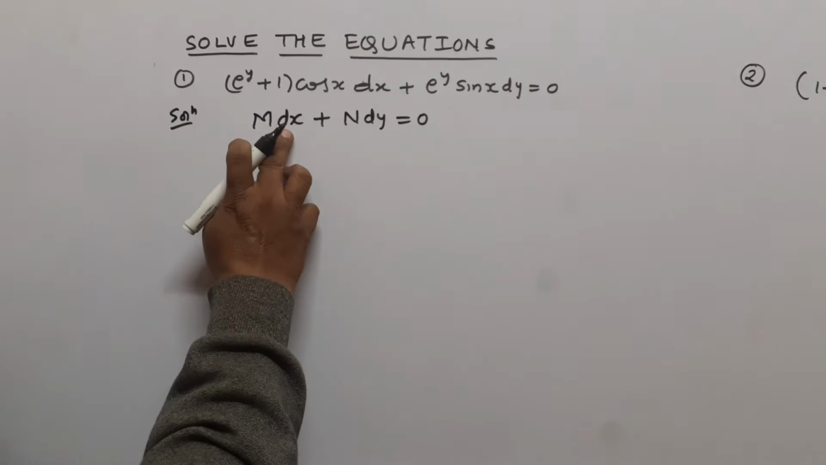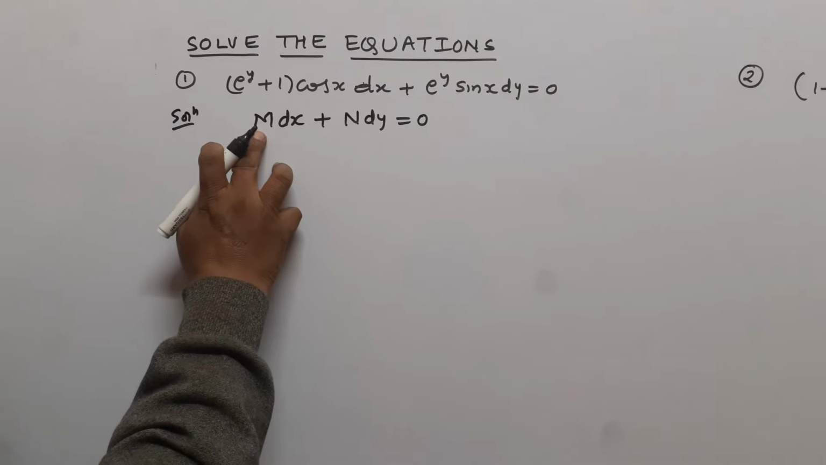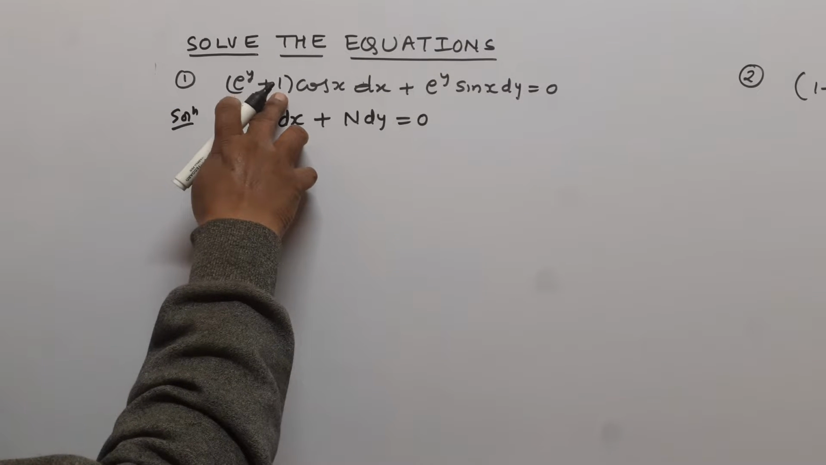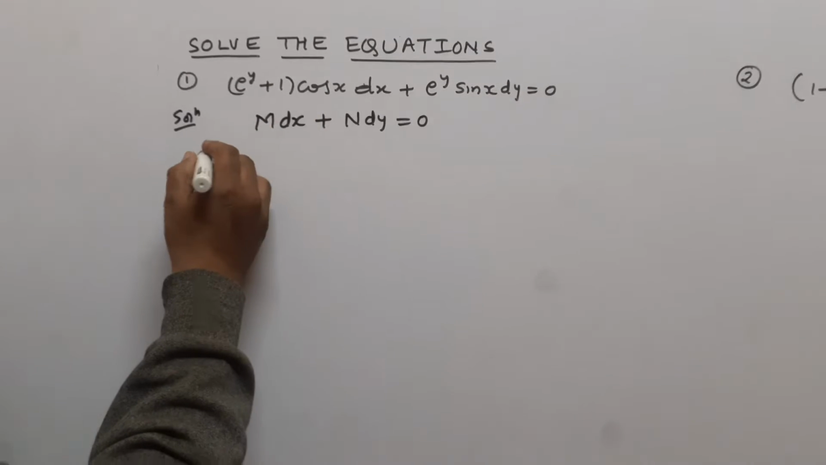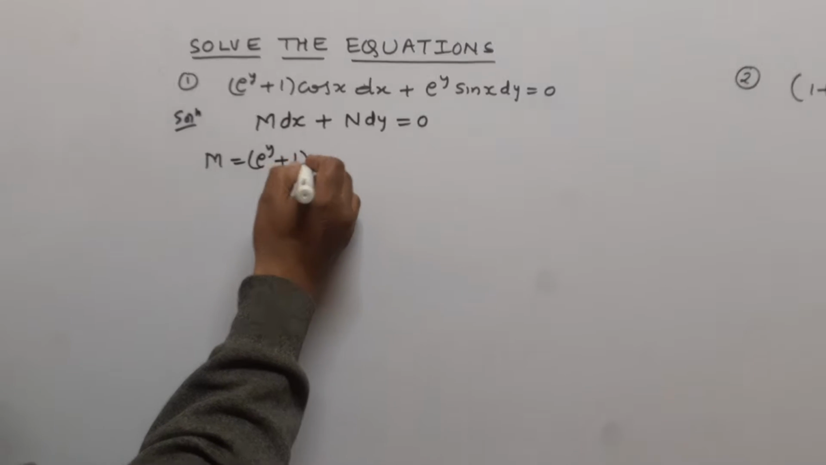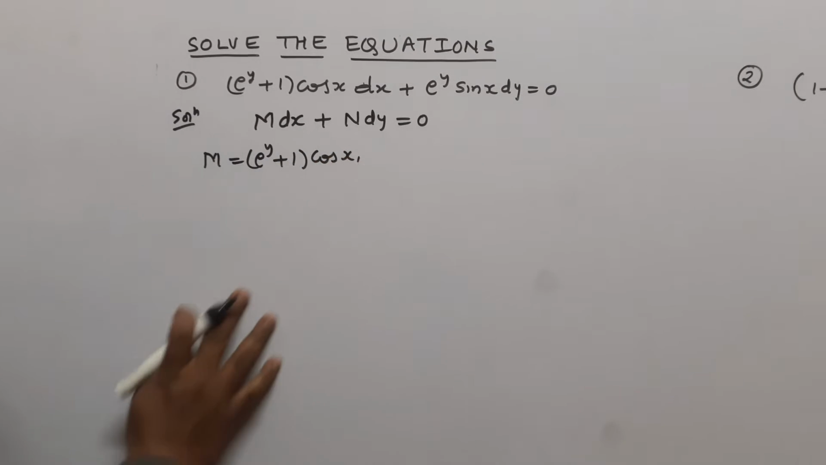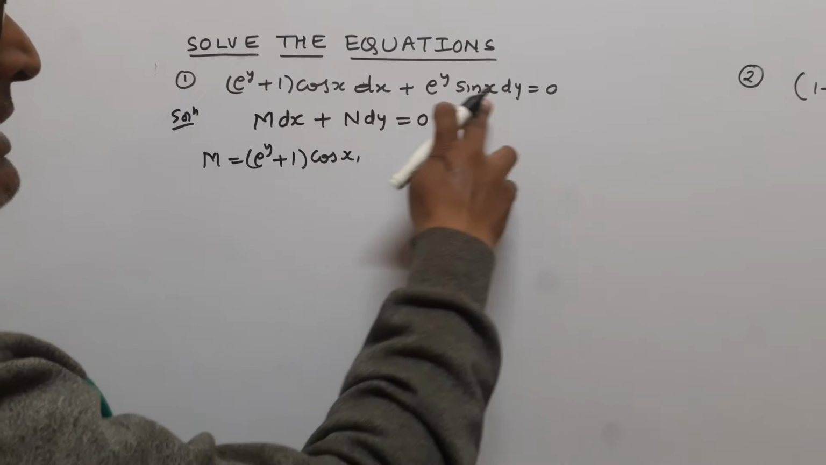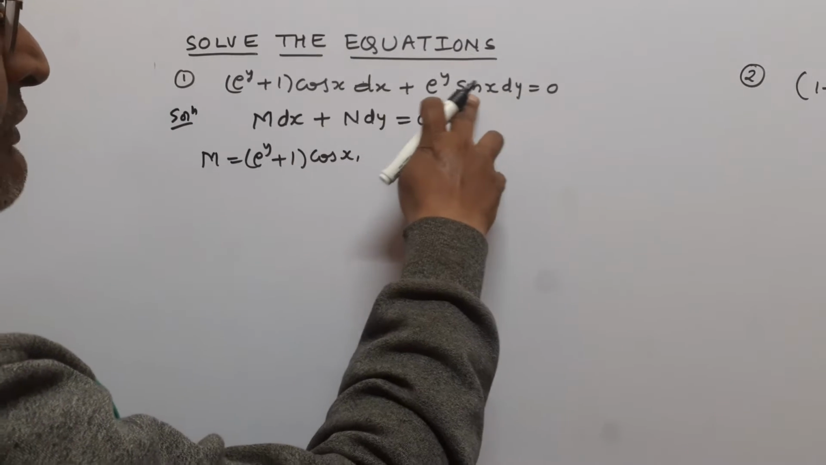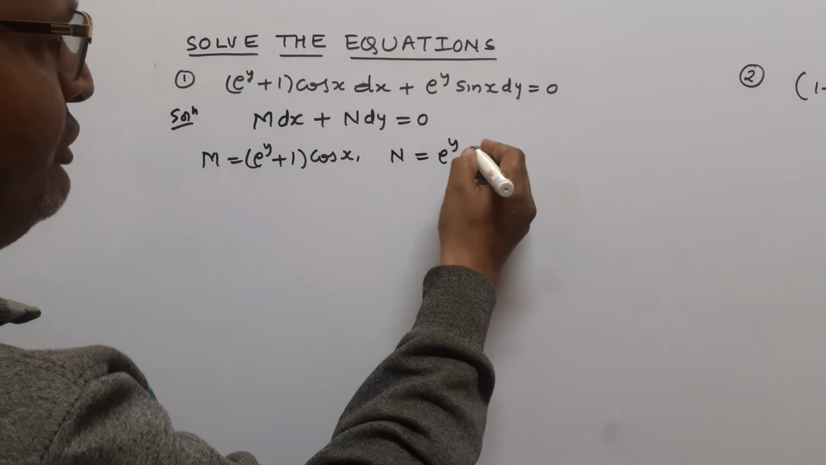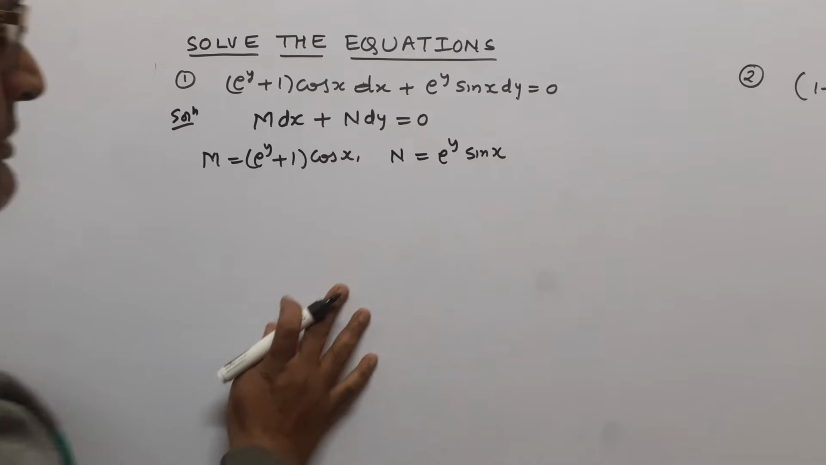Here we can see that the coefficient of dx is capital M. Here the coefficient of dx is e to the power y plus 1 multiplied by cos x. So M is equal to e to the power y plus 1 multiplied by cos x. Similarly, here the coefficient of dy is N. Here the coefficient of dy is e power y multiplied by sin x. So N is equal to e to the power y sin x.